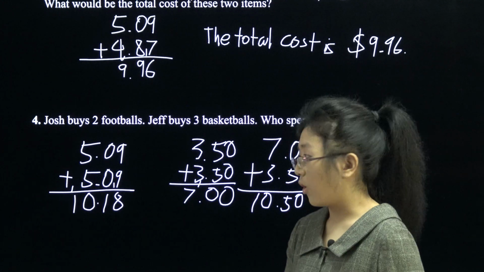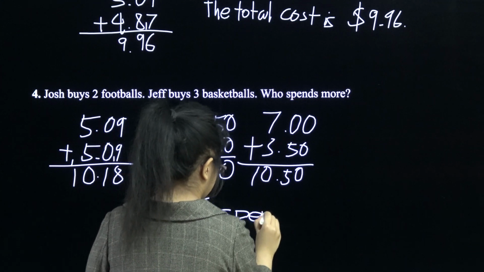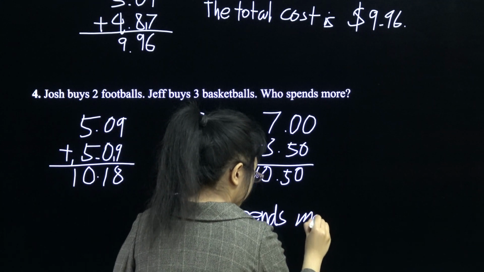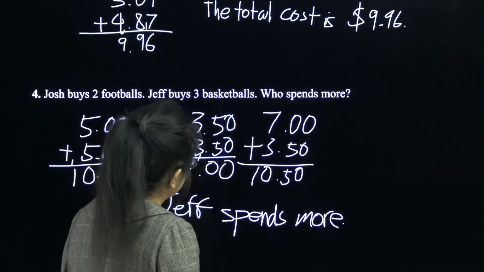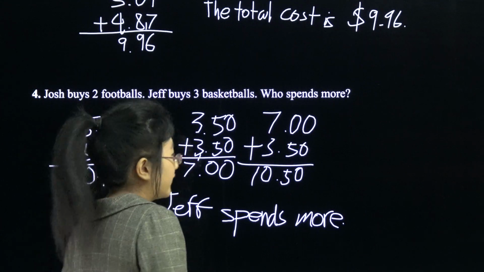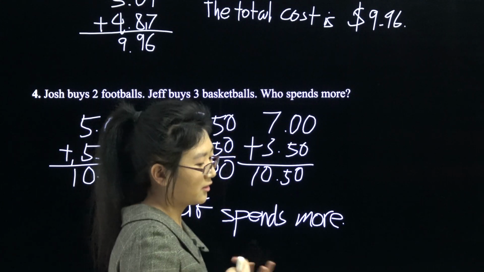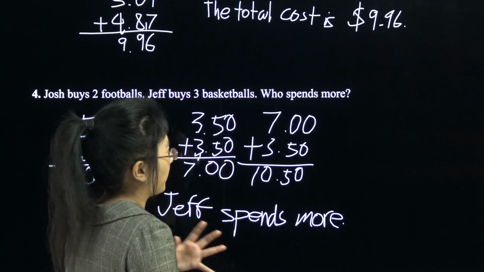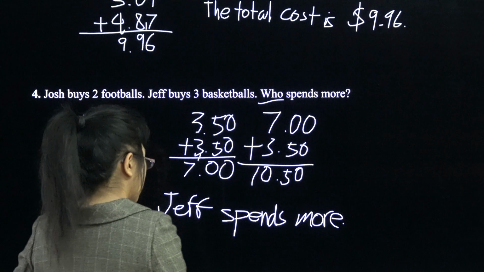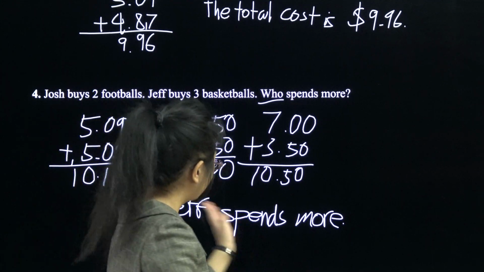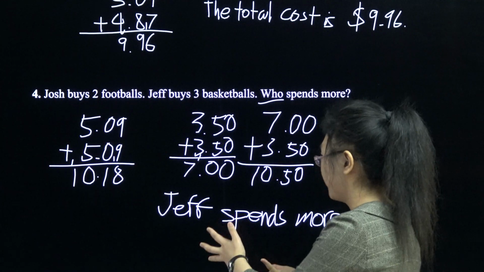Yes. So therefore, Jeff spends more. If you want to be specific, you can say Jeff spends 50 minus 18 is 32. So Jeff spends 32 cents more. But since that isn't really the purpose of the problem, because it asks who, not how much, you could just write Jeff spends more. Or Jeff spends more than Josh. Either or. Just make sure that you make it clear that Jeff spends more.